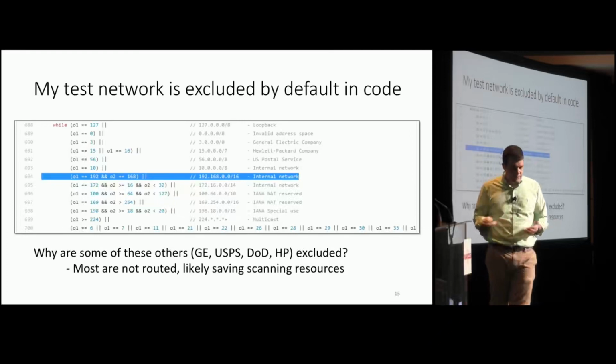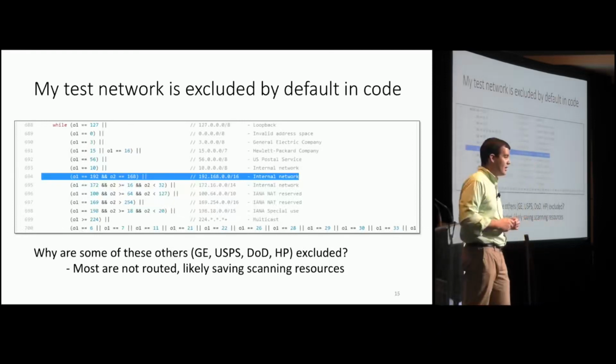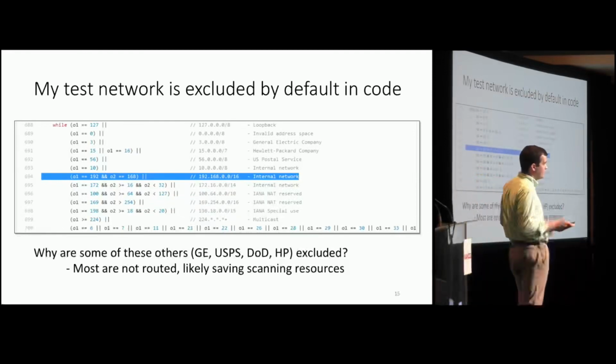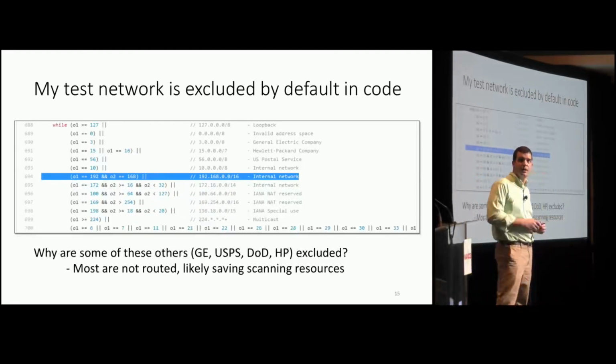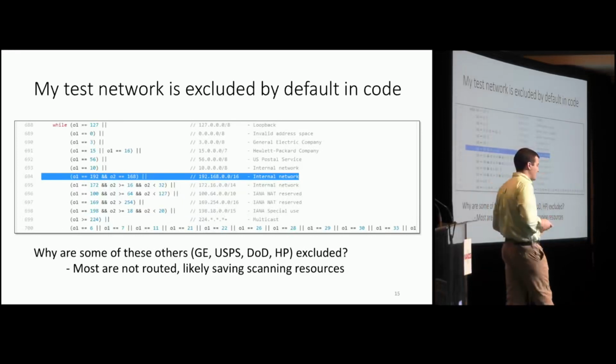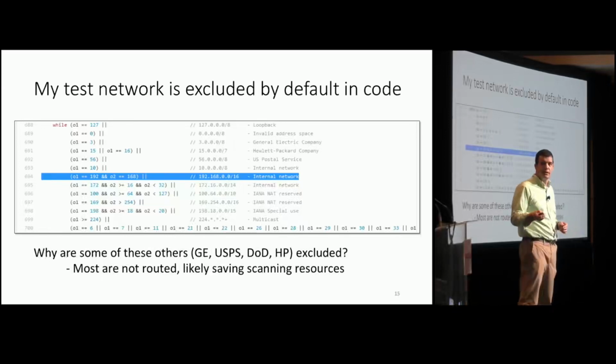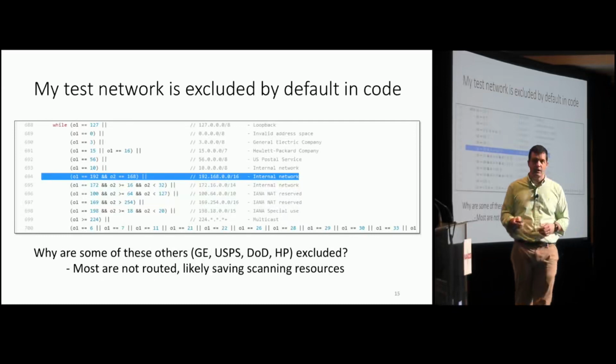As part of the code, as you see, I was doing 1918 space. By default, the code blocks a lot of these prefixes, and here are the ones that it blocks. Most of these are not announced. Some of them are now announced, but as we can see, in the blue line, my 1918 space is being excluded by scans. So obviously, I had to make some changes there.